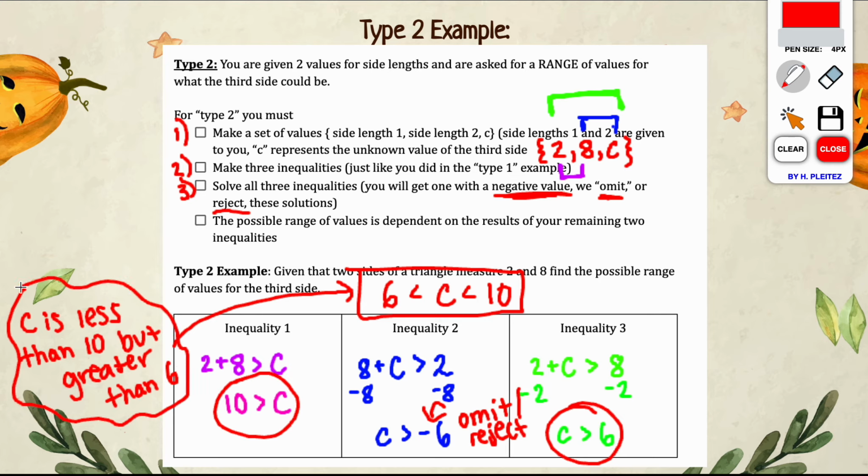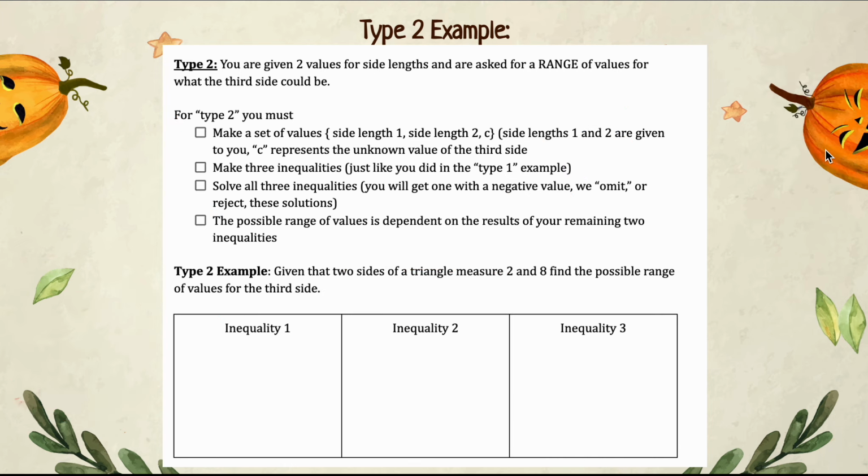Now, that means that your side can be anything in between 6 and 10. It could be 6.1, it could be 6.2, it could be 7, it could be 7.5, it could be 7.99, it could be 9.8. Anything in between these two values would suffice. All right, awesome. So you can use this checklist whenever you are trying to solve these problems involving the triangle inequality theorem.